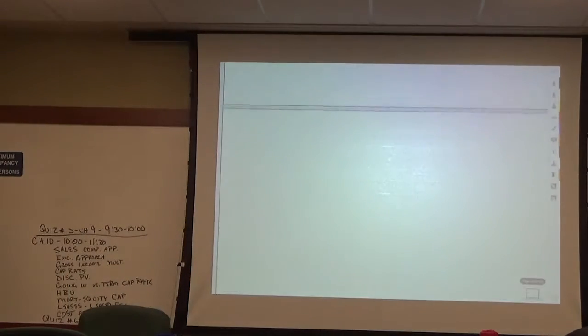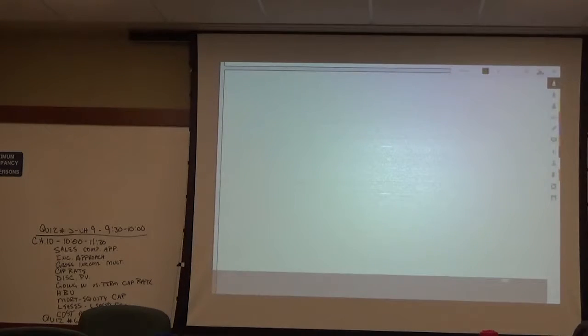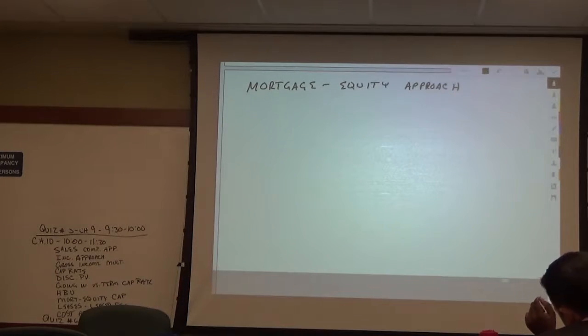Okay, moving back to the mortgage equity stuff. Got about 5 minutes. Try to do my best on this. Actually, this one is the easiest problem on the quiz, but it's going to be the most challenging for the test. Okay. Now, this particular problem has a handful of components to it. Is it mortgage equity approach or mortgage equity cap? Both. Okay?